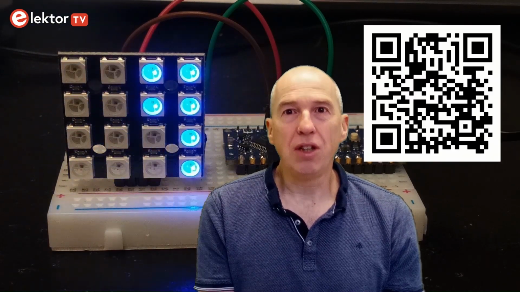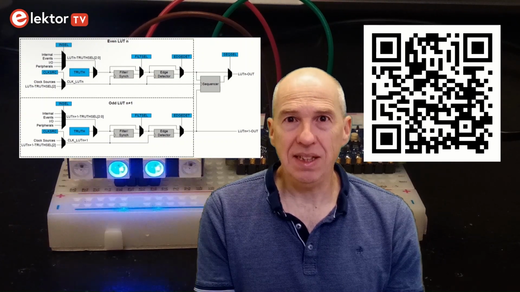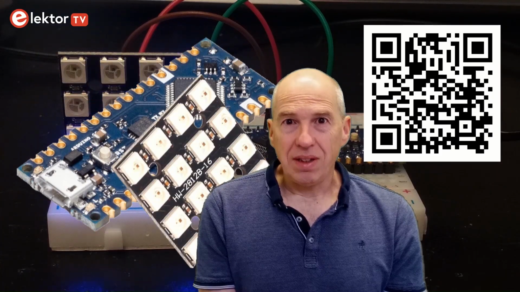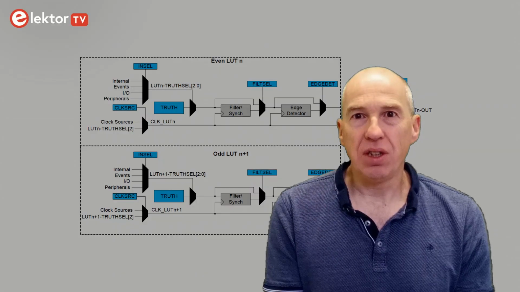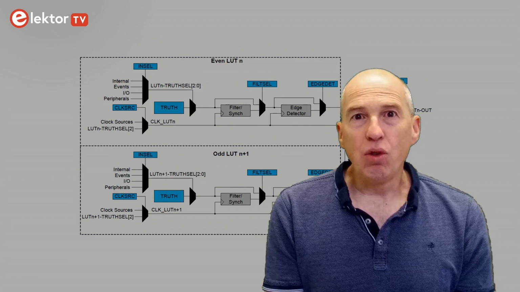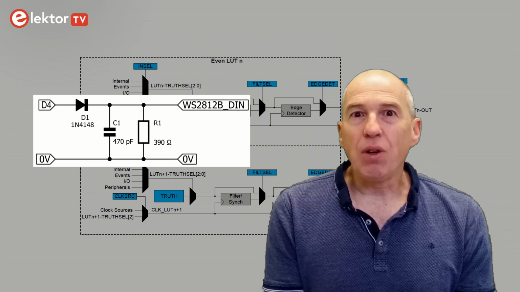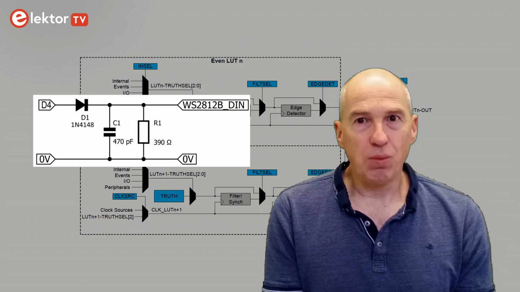Some time ago I made a video about a driver for WS2812B type addressable RGB LEDs without bit banging on an Arduino Nano Every board. This driver used the MCU's custom configurable logic block, CCL, to combine the SPI signals with a PWM signal. An RC network at the output ensured that the pulses were long enough.